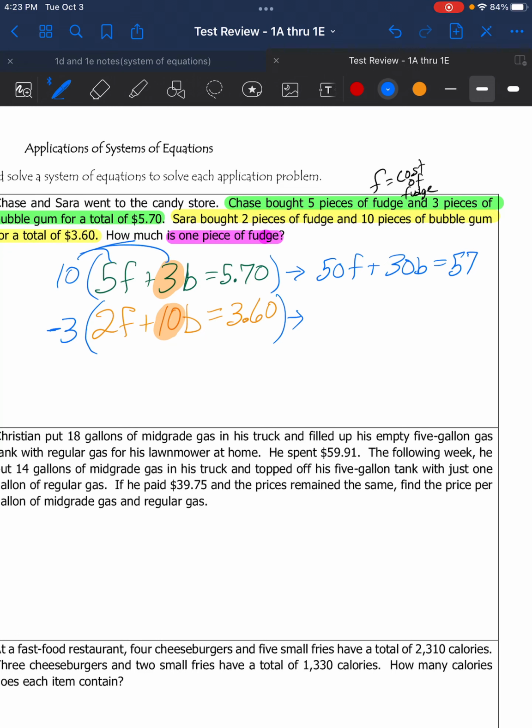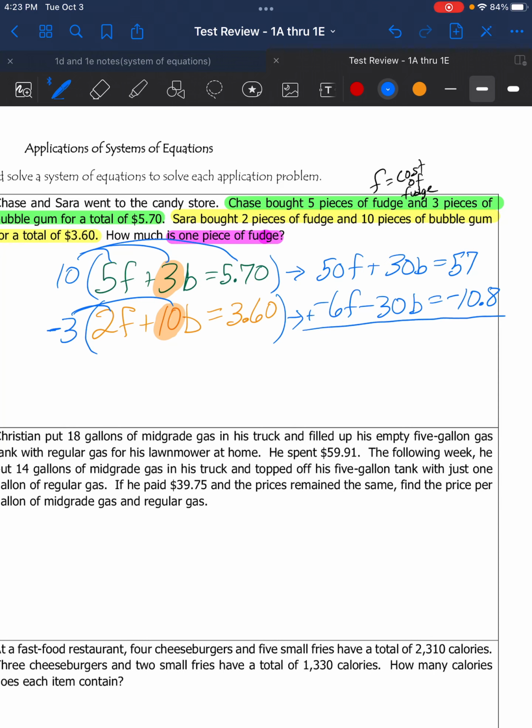Bottom equation, when I multiply, distributed all the way across, is negative 6F minus 30B, that is not a B, Mr. Johnson, equals negative 3 times 360 is a negative 1080.